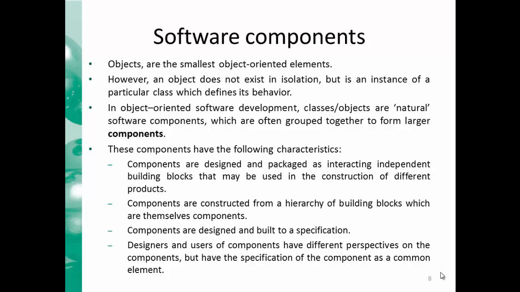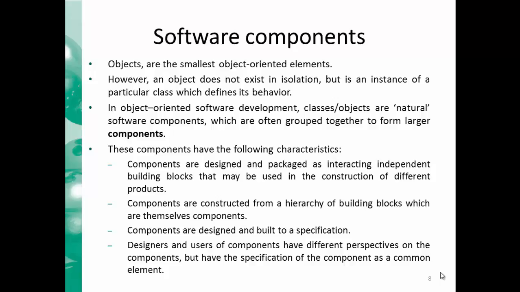Now let's look at how things are done in software engineering. We have covered earlier objects and classes, and we said that we instantiate objects from the classes, and we can reuse objects again and again. So objects are the smallest object-oriented element that can be reused. Now, objects themselves can't be a component. What we do, we group objects together to build bigger components.